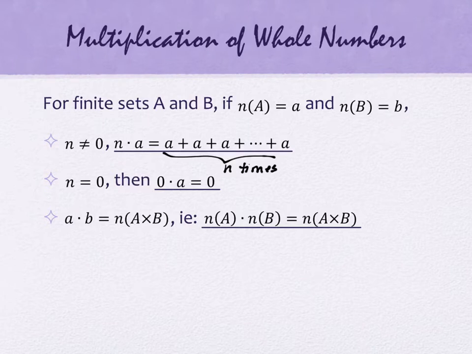And then if we multiply the size of these finite sets A times B together, we actually end up getting the number of items in A times the number of items in B. And we've seen that Cartesian product come up before, the number of items in the Cartesian product. So this is the definition of multiplication.